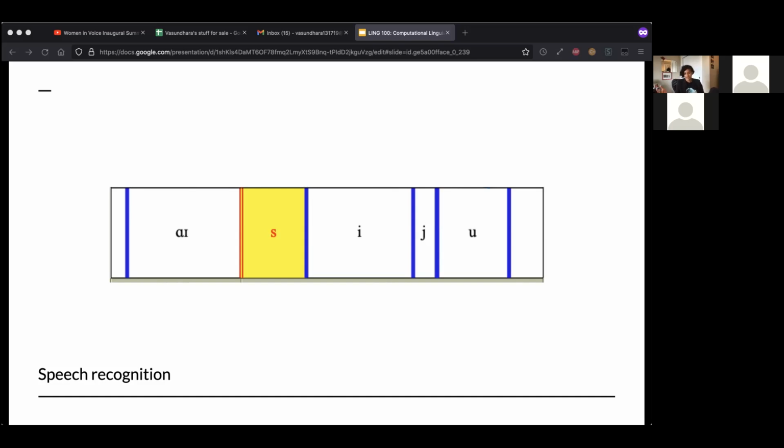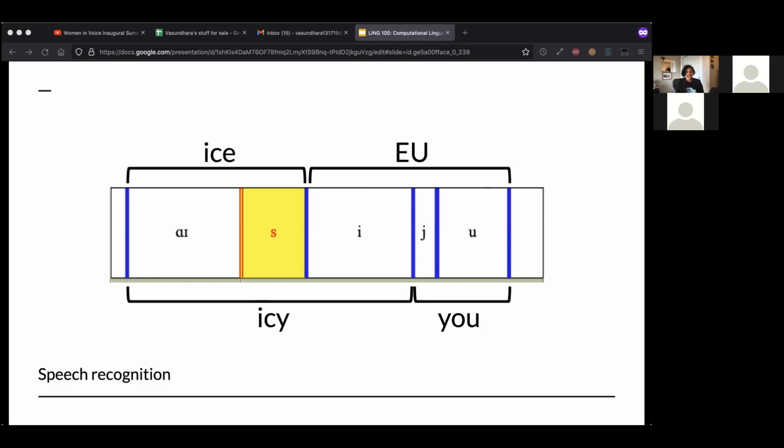This is actually trickier than it might seem, because I would bet money that whatever you thought I said previously, when I was reading out the whole sequence of phones, I bet that you didn't think that it was this: "ice" and then "EU." But that is a valid way of parsing this. It's entirely possible that the person who actually said the audio said "ice" and then "EU," like the European Union. Another possibility that I also think is very unlikely that you came up with the first time you heard me say this is "icy," like cold, and then "you," as in you, a person.